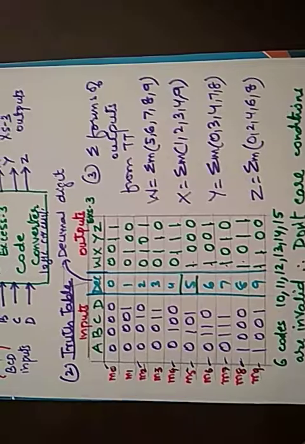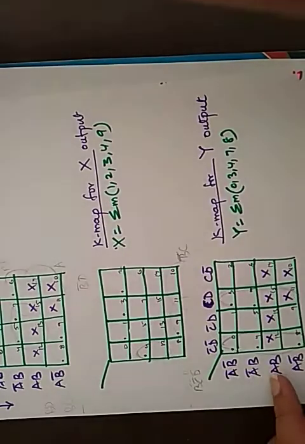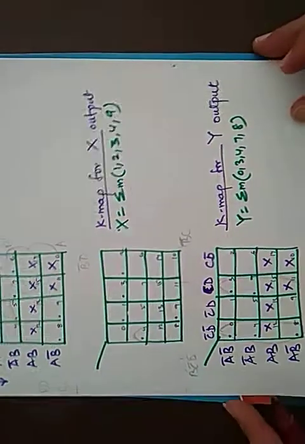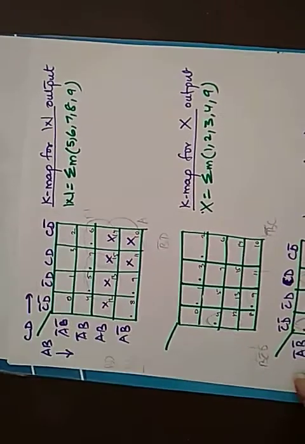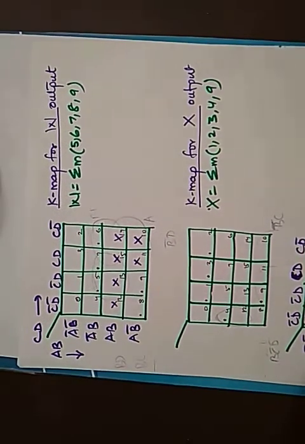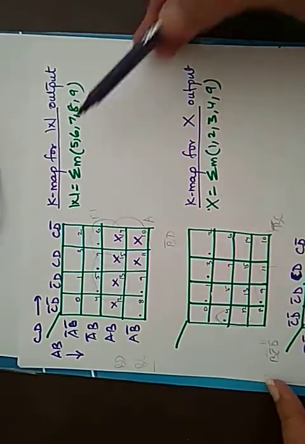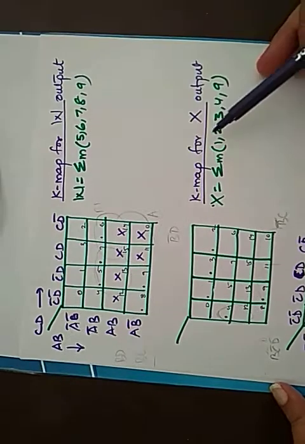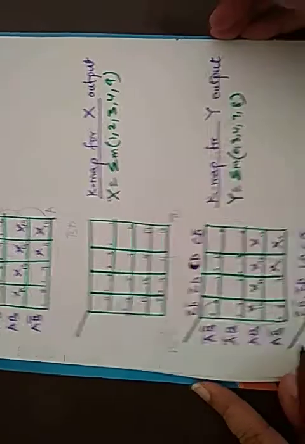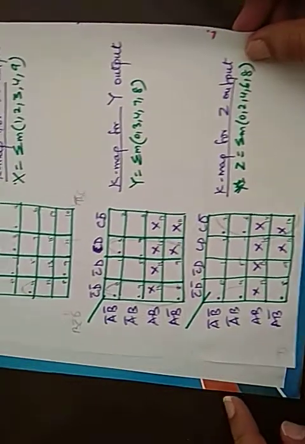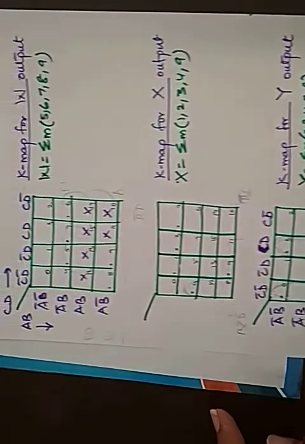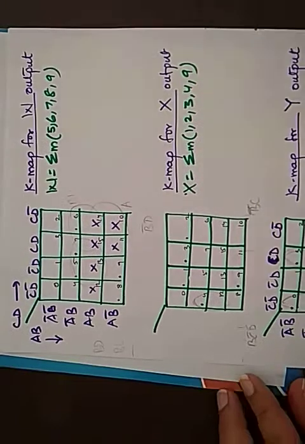The next step in designing a circuit is to minimize or simplify these output functions with the help of K-maps. Because we have this circuit having 4 outputs, there will be a K-map for the first output W, a K-map for X output, for Y output, and another K-map for Z output. So we need to draw one K-map and simplify for each of the outputs.